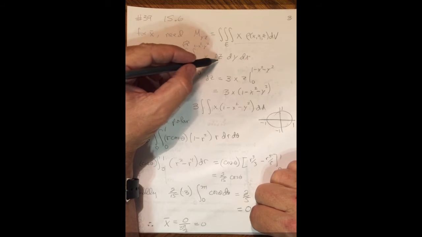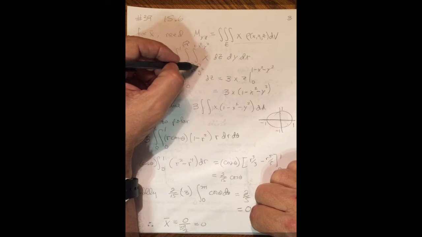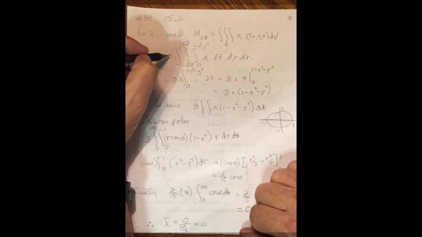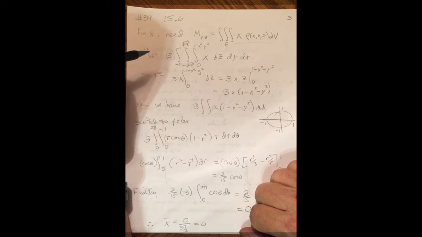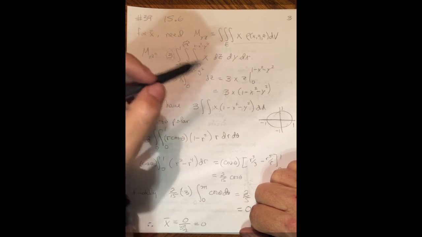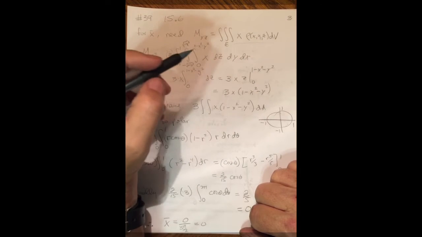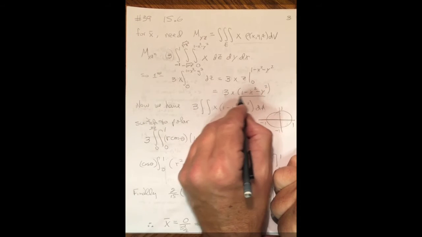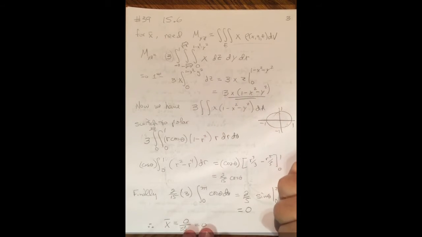So I'm going to integrate with respect to z. Z won't change, it's the same limit. X is a constant. I have a 3 out here because that's your density. So x is a constant, we factor that out. The integral of dz is z. Z evaluated from 0 to 1 minus x squared minus y squared gives you this. So this is the result of the first integral, the inner integral.